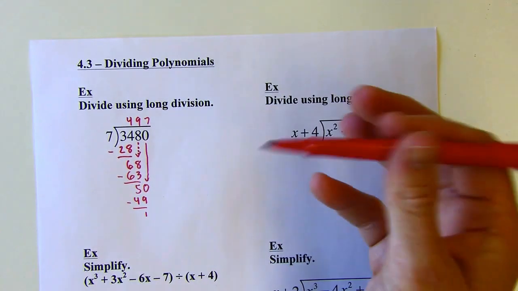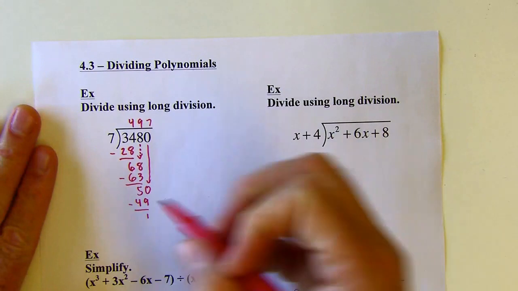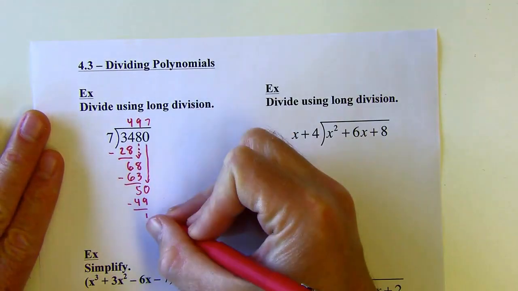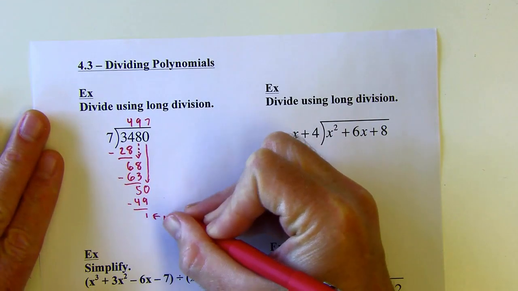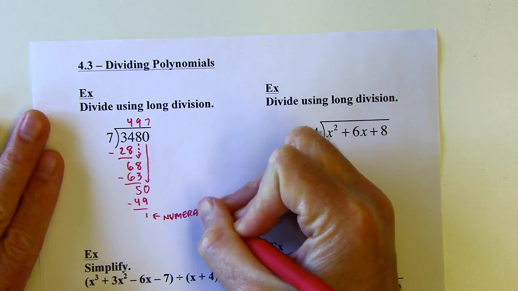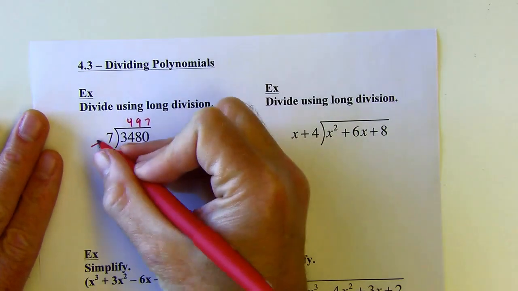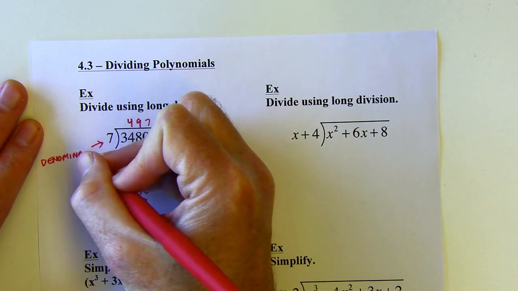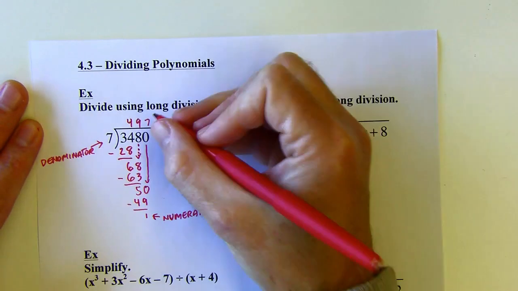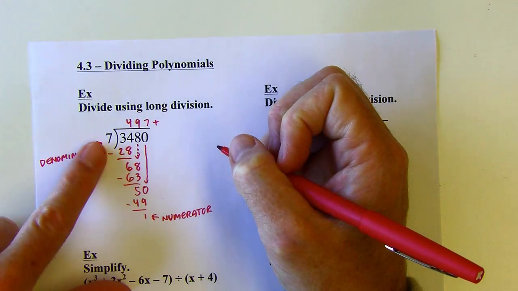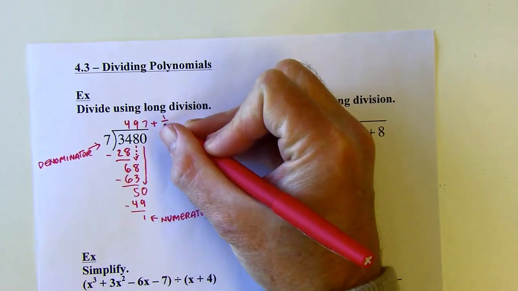And that's fine, but I want to do this a different way. So what I'm going to do is the remainder is going to become the numerator. And whatever you're dividing by is the denominator. Okay, and we're going to add in a fraction. And this will be the top of the fraction, that'll be the bottom. So this is going to be plus 1/7.